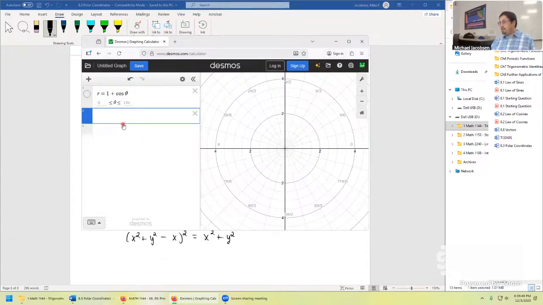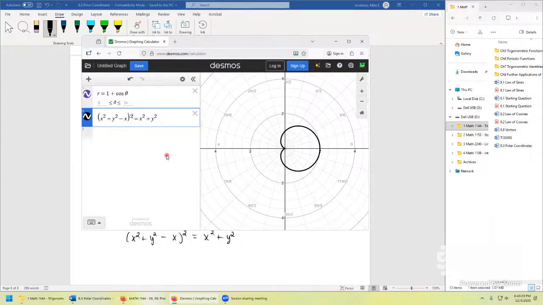We put in x squared plus y squared minus x power 2 equals x squared plus y squared, then we get that same kind of shape. It's plotting this in a totally different kind of way. The technology is actually working pretty hard to make that plot work. But either way we look at it, we're getting the same exact shape as before. Does that make sense with that question there? Yes, it does. Thank you.